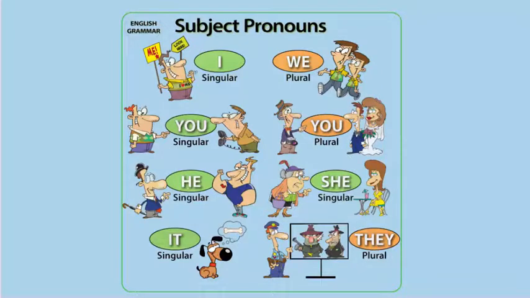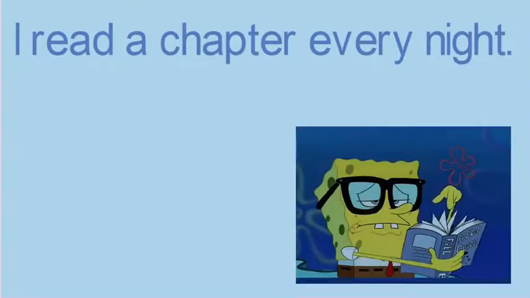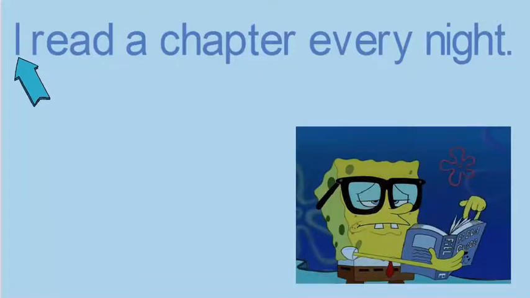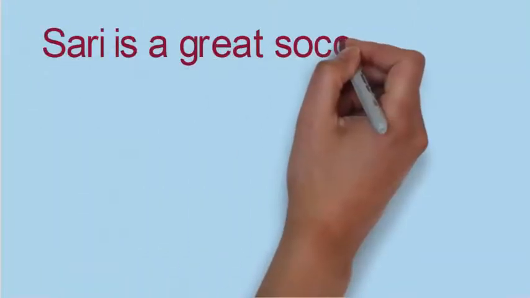Let's look at an example. I read a chapter every night. I here is the pronoun. I is the pronoun and it's in the place of the subject. Who are we speaking about in this sentence? I. So this is what we call the subject pronoun.